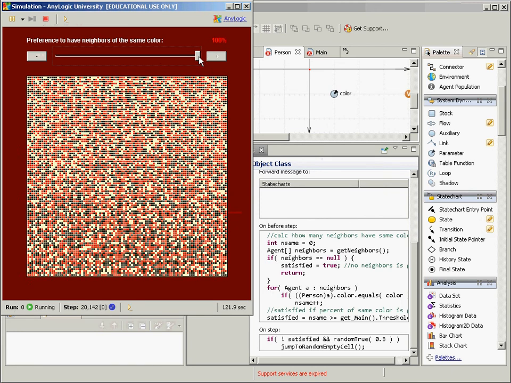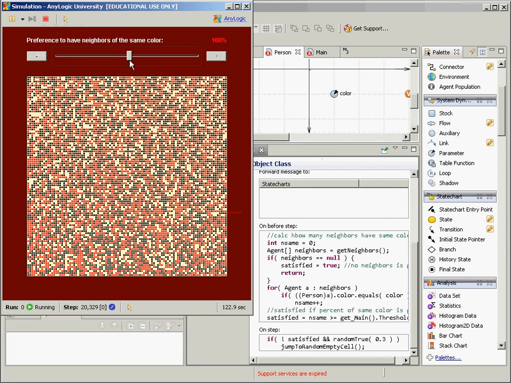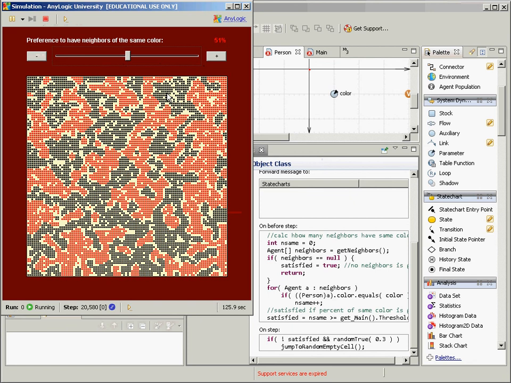Then I'm going to set it right in the center. There it is, 51%. This is a situation where, even with 51%, they have a slight preference, a 1% extra preference for having someone around them that's their same color as not. Okay? A slight preference. You can still see some patterns around them, indicating there's grouping.